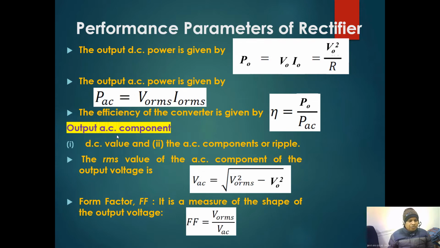And the output has two components. One, as I told, is the DC value plus the ripple. So that is nothing but a DC value and the AC component, or the ripple. So the RMS value of the AC component of the voltage, VAC, is nothing but the square root of V0 RMS square minus VDC square, or the output average square. So form factor is the shape of the voltage, that is nothing but V0 RMS divided by VDC.